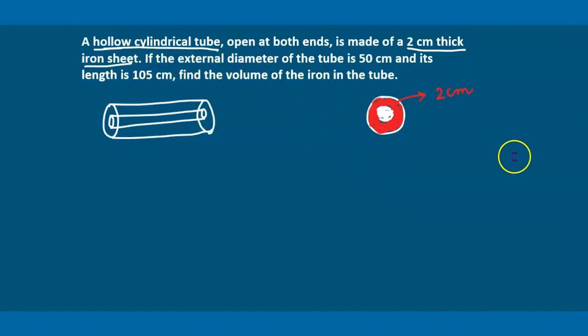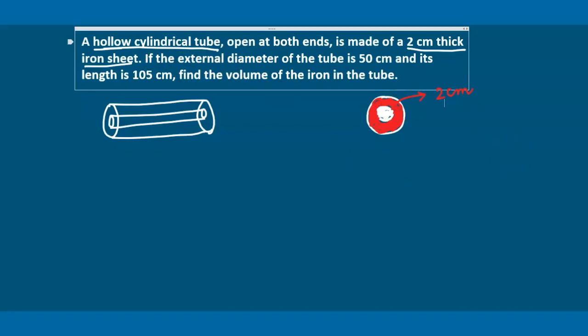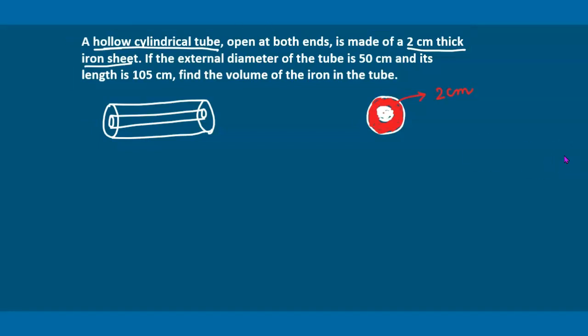If the external diameter of the tube is 50 centimeter. Now what do they mean by the external diameter? So let's try to understand. If this is the center, this orange line is the external diameter. So it is 50 centimeters. Now next, what is given? Its length is 105 centimeters. Length we can only find out in the side view, not in the top view. So what is its length? Its length is 105 centimeters.